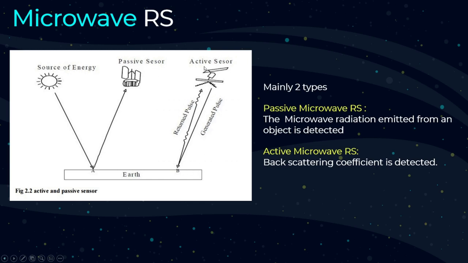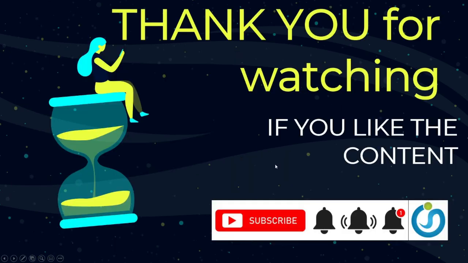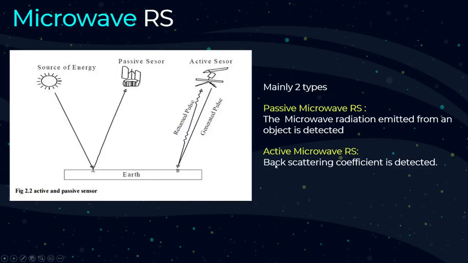While in active microwave remote sensing, the backscattering coefficient is detected, which means the sensor itself generates microwaves, and when the radiation impacts the object, some of it is reflected back to the sensor and captured. That technique is called active microwave remote sensing.